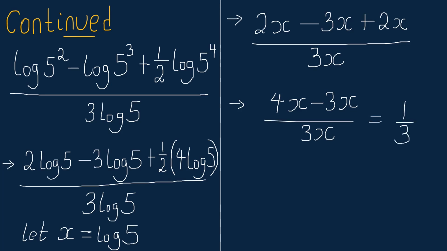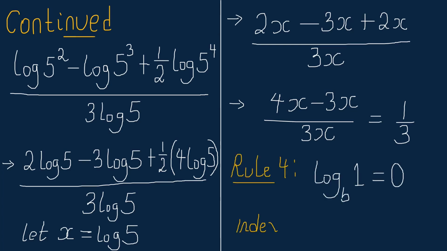The final simplified form is 1/3. The fourth law of logarithms states that the log of 1 is always 0, regardless of the base. It can be better understood by changing from logarithmic form to index form.